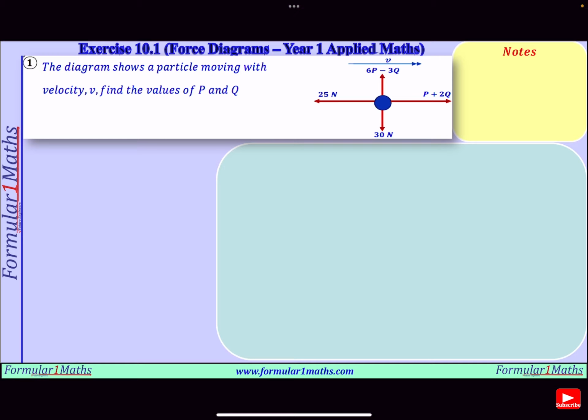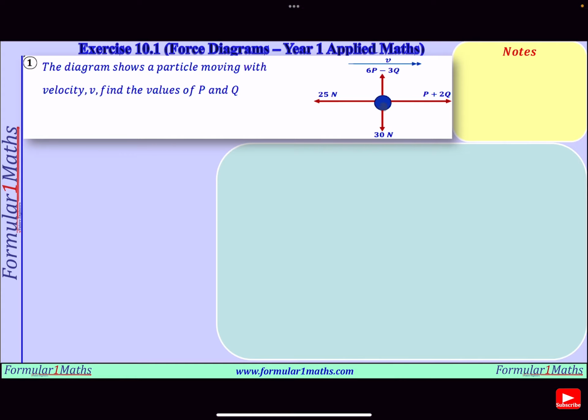This is exercise 10.1, GCE A-Level Applied Maths, Year 1. Exercise 10.1 is on force diagrams. We've got 3 questions to answer. Question 1. The diagram shows a particle moving with velocity v. Find the values of P and Q.